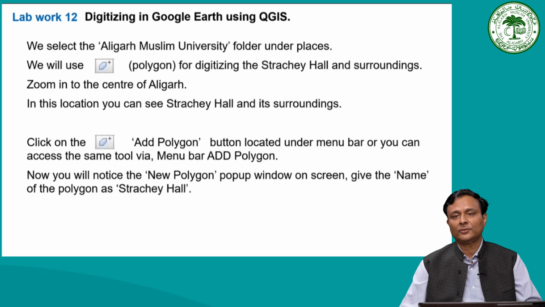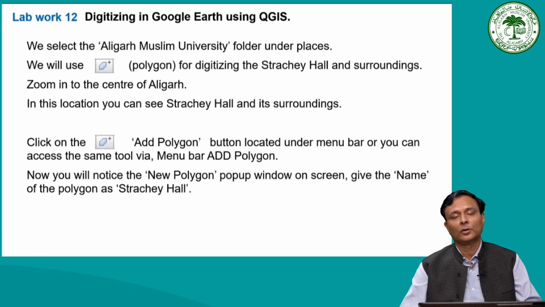As I have said, you have to zoom into the location and click on add polygon. So from here the exercise starts. Now you recall how we can add a polygon. Just go to the menu bar and click on add polygon for digitizing the desired location, and we can access the same tool via the menu bar. If you recall, we did this in QGIS. You will notice that the new polygon pop-up window appears on screen, and then you assign the name of the polygon.